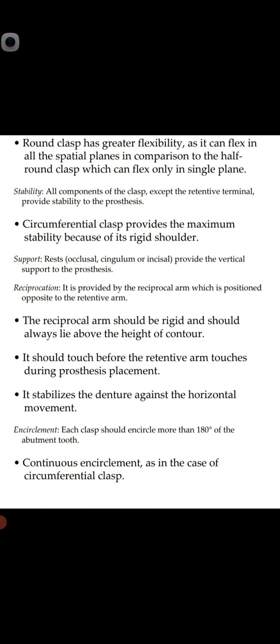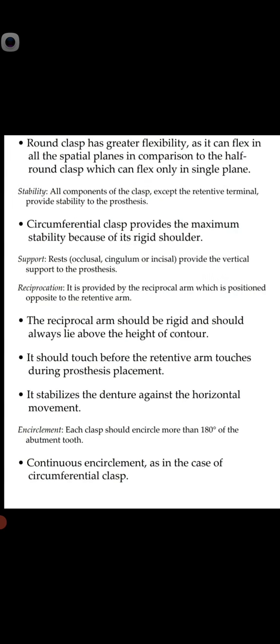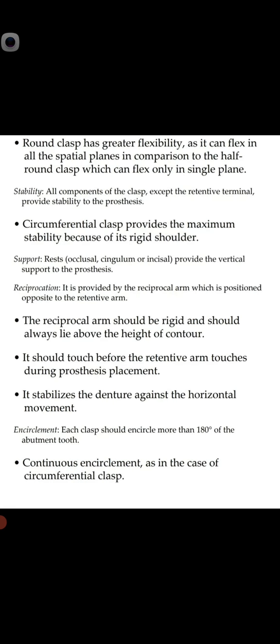The next requirement is the encirclement. Encirclement means to surround the tooth. Each clasp should encircle more than 180 degrees of the abutment tooth. Continuous encirclement is seen in the case of circumferential clasp, which surrounds the whole circumference of the tooth. Discontinuous or broken encirclement is in the case of bar clasp, which must have at least 3 point contact on the tooth surface.